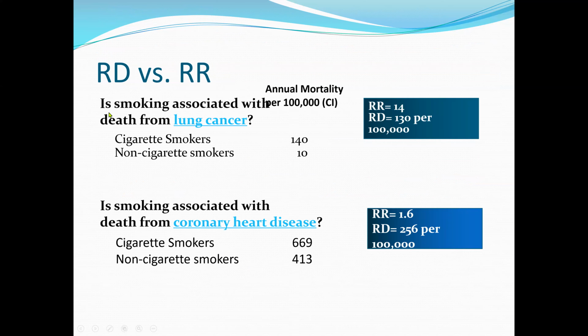So here we have two examples. Is smoking associated with death from lung cancer? There's an annual mortality rate per 100,000 cumulative incidents. In the study we did, cigarette smokers were 140, non-smokers 10. Here we ask, is smoking associated with death from coronary heart disease? We did the study with cigarette smokers 669, non-smokers 413. Now, we don't have all the data here, but we just want to use this as some measure.